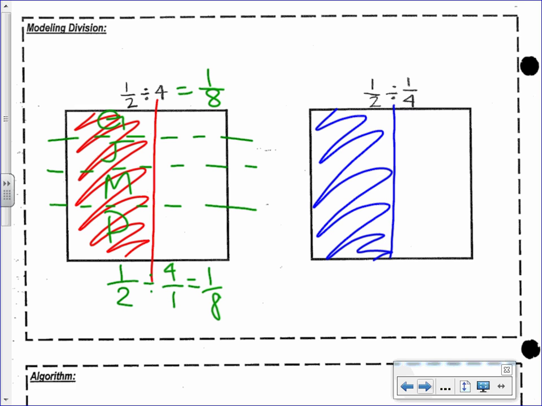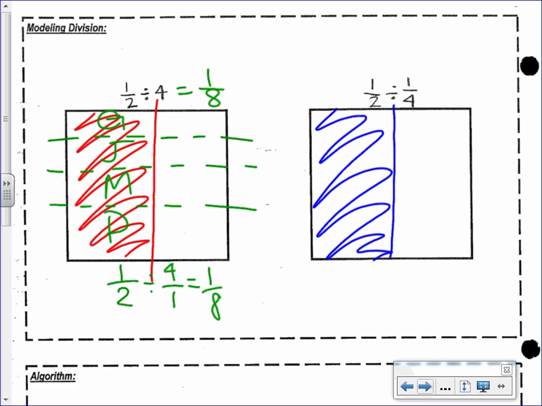I heard 4 and I heard 2. Raise your hand if you think it's 2. Okay. Someone explain to me why it's 2. Why is 2 correct? Willa? Because a fourth plus a fourth equals a half.